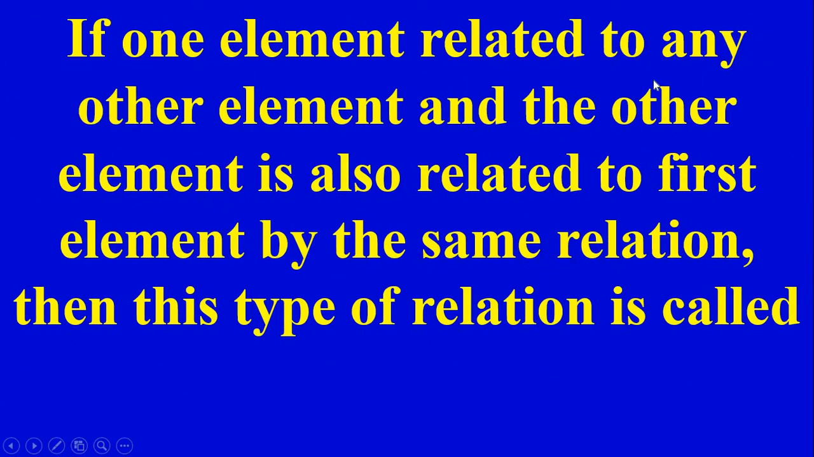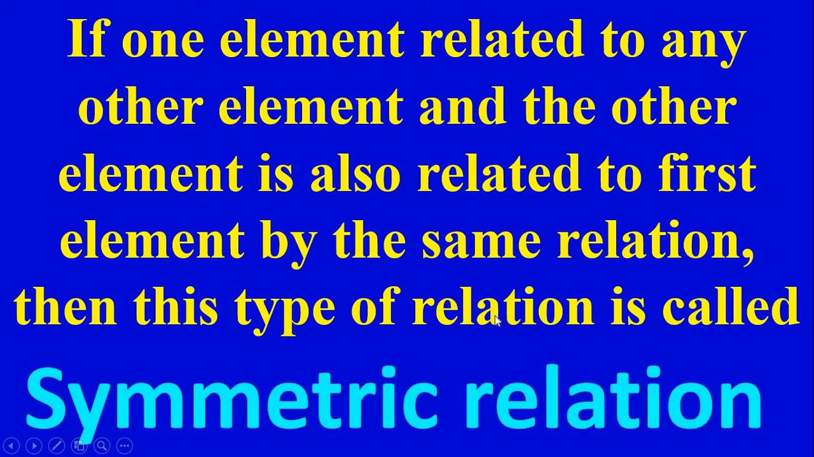If the first element is related to the second element, and the second element is also related to the first element, then the relation is called a symmetric relation. So if the first element is related to the second element, and again the second element is related to the first element by the same relation, then that type of relation is called a symmetric relation. Here parallel is symmetric, perpendicular is also symmetric.